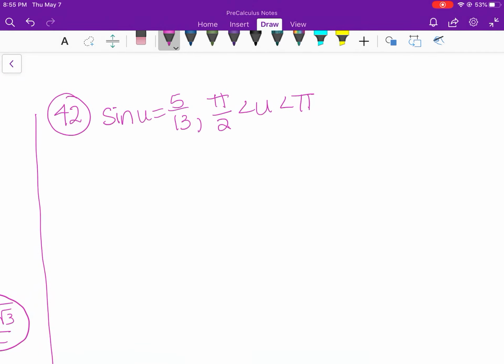Okay, so we're going to pick back up with this example. You're given that the sine of u is 5/13, and angle u is between pi/2 and pi. You're going to be finding the sine of u/2, the cosine of u/2, and the tangent of u/2.